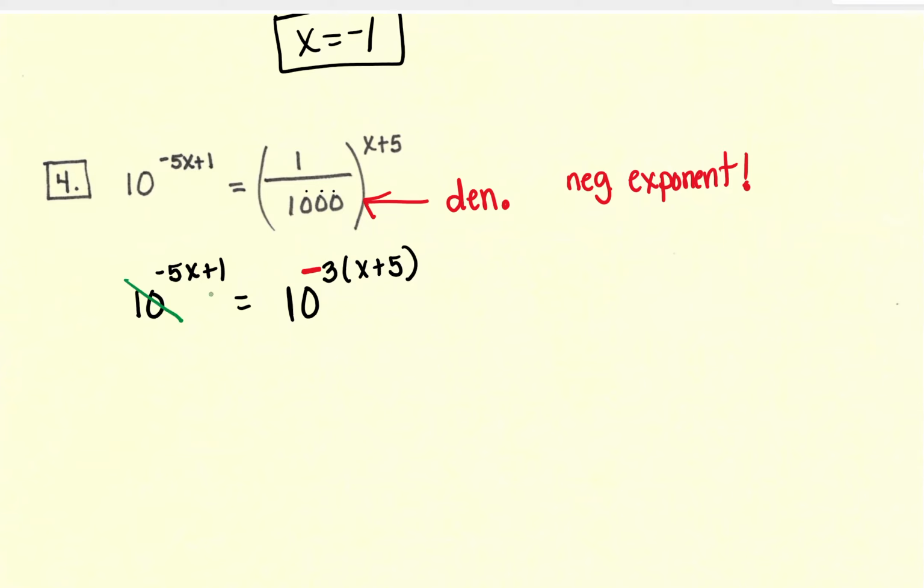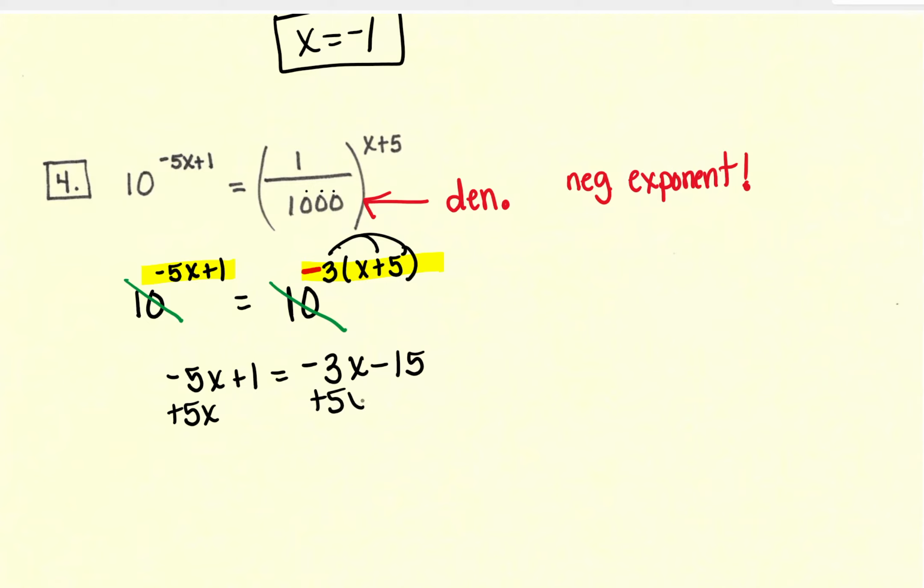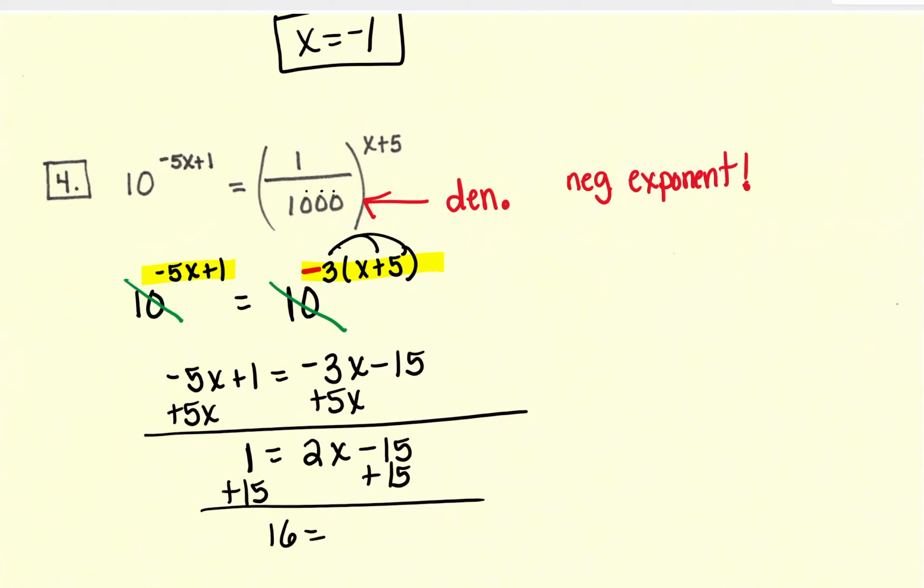Now that we have the same base, drop those bases, set those exponents equal to each other, and simply solve your equation. Negative 5x plus 1. Distribute and watch that negative sign. It goes to everybody. Negative 3x minus 15. I'm going to choose to add the 5x over to see if maybe I could avoid some negatives. So 1 is equal to 2x minus 15. Add your 15 over. 16 is equal to 2x. Divide by 2. And x is equal to 8.